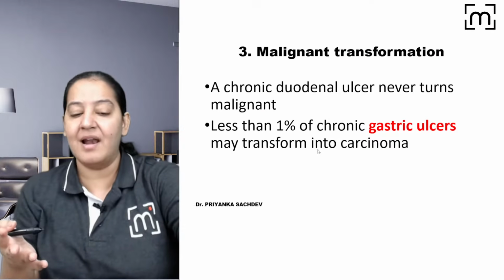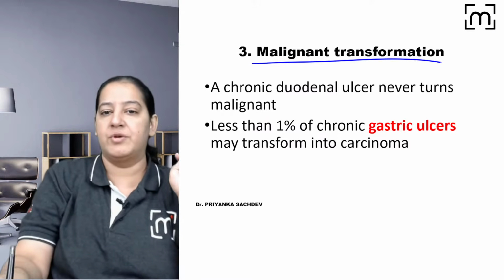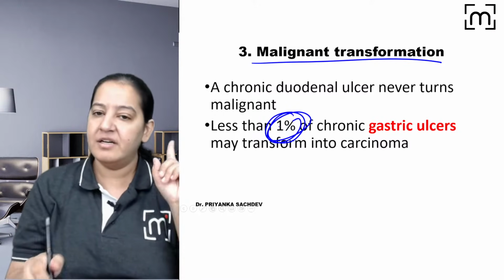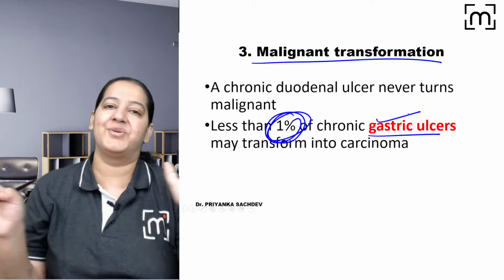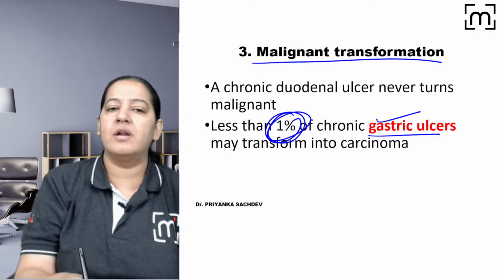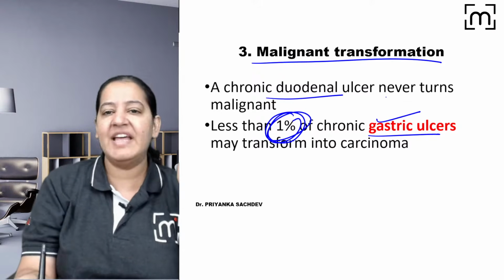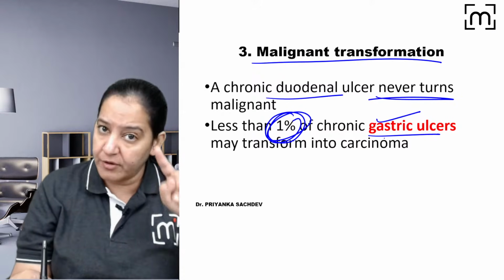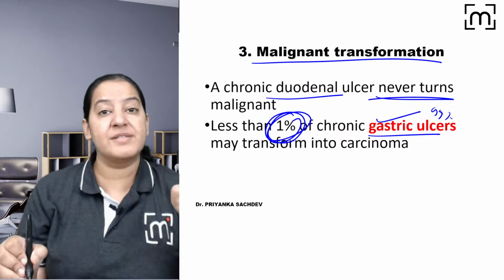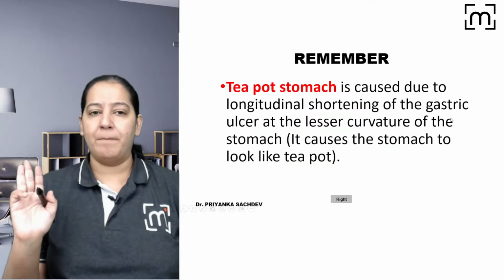The third and the last complication is malignant transformation. Only 1% of ulcers convert into cancers, and it occurs only in gastric ulcer, not in duodenal. Duodenal ulcer never turns malignant. All the duodenal ulcers are benign only. Even the gastric ones mostly remain benign. 99% of them are benign, but only 1% turns malignant. So these are the 3 complications.